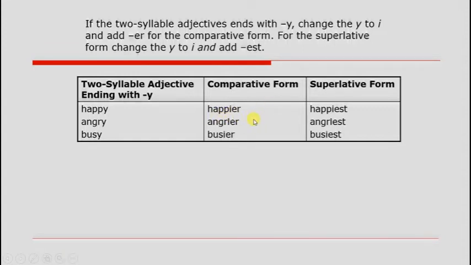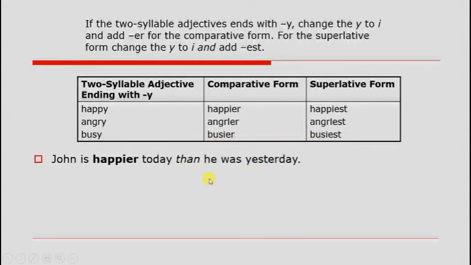I will use ER to form comparative and EST to form superlative. But don't forget to change Y to I. So I change Y to I and add ER for comparative and EST for superlative, like happy, happier than, and the happiest. So I am happier than my friend. Angry, angrier than, and the angriest. Busy, busier, and busiest.